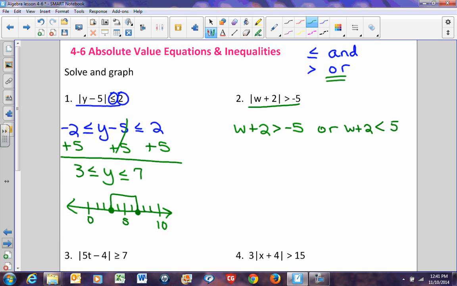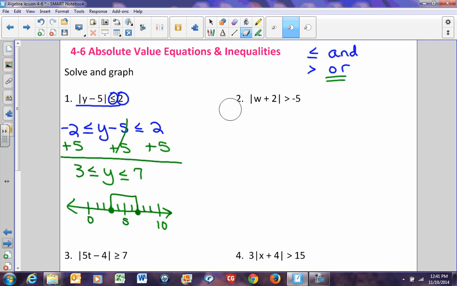Oh, I made a mistake again. Let's go back, erase all of this a second, because I can't have it greater than the negative. Let's pretend this is going to be positive 5 right here. So let's reset this up. So it's going to be greater than positive 5. So the absolute value of W plus 2 is greater than 5.